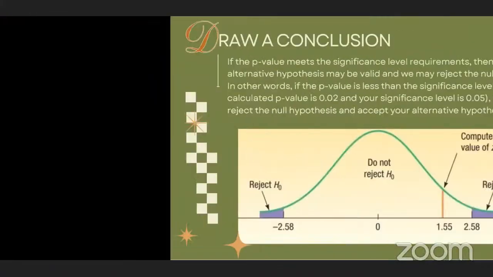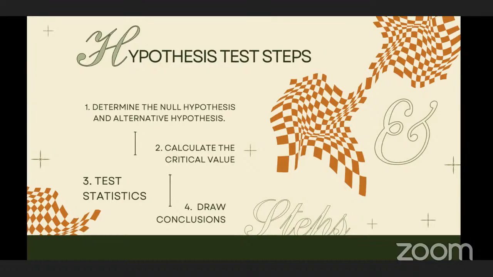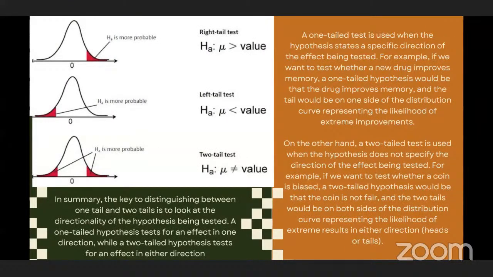So, the steps of a hypothesis test are: first, we determine the null hypothesis and alternative hypothesis. Second, calculate the critical value. Third, the test statistic. And fourth, draw the conclusion. So first, we determine how to calculate the one tail and the two tail.